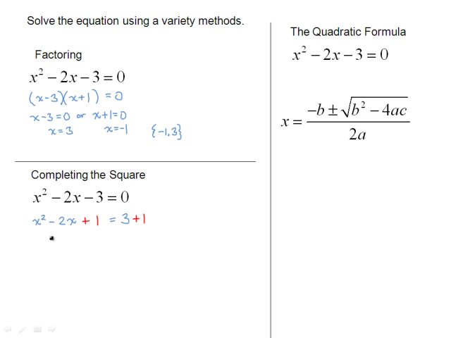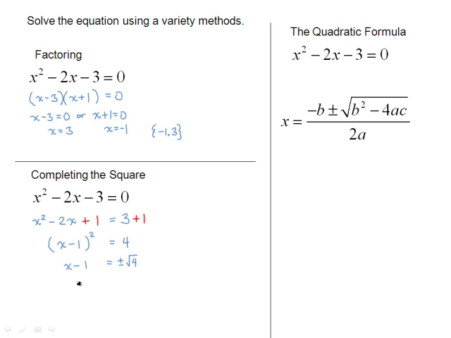Now we'd like to take this perfect square trinomial and rewrite it as a binomial squared. So what binomial could we square to get x squared minus 2x plus 1? Well, it would have to be x minus 1. 3 added to 1 is 4. So we went through all this trouble just to get it in a form that would enable us to use the square root property. Using the square root property, we have x minus 1 equals plus or minus square root of 4.